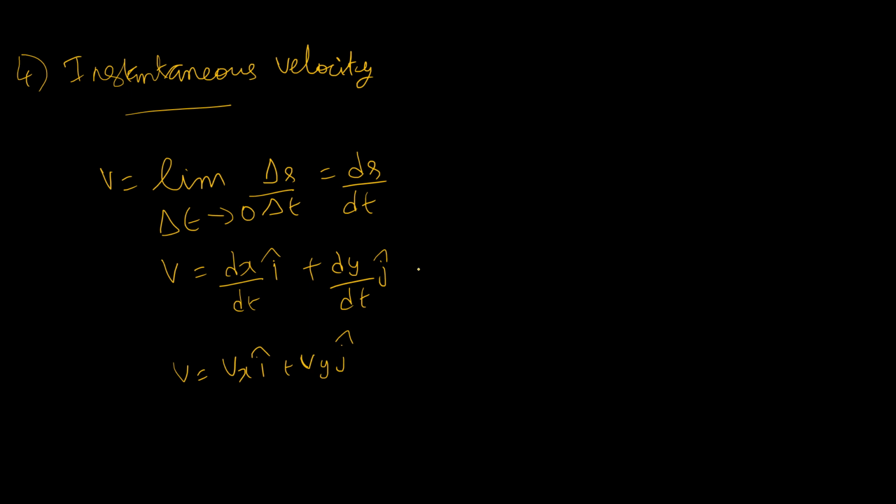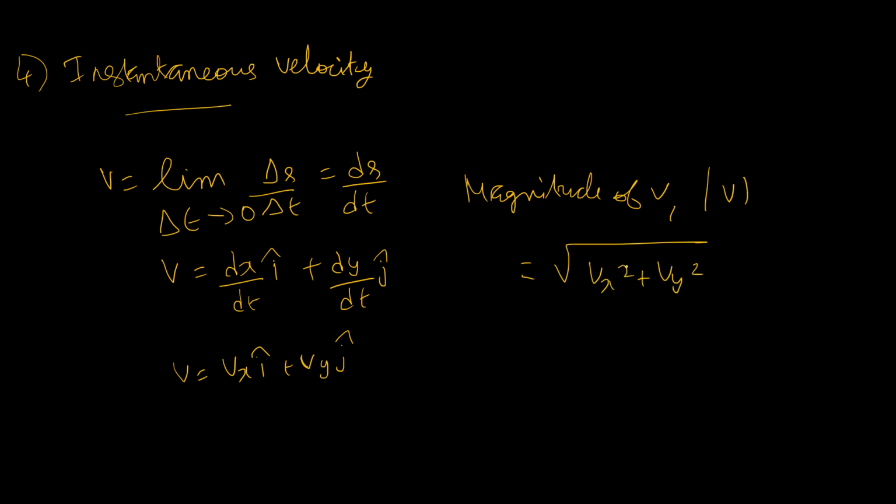The magnitude of instantaneous velocity, denoted as mod v, is equal to root of vx square plus vy square. The direction of v is given by tan theta is equal to vy by vx. Please note it down, guys.